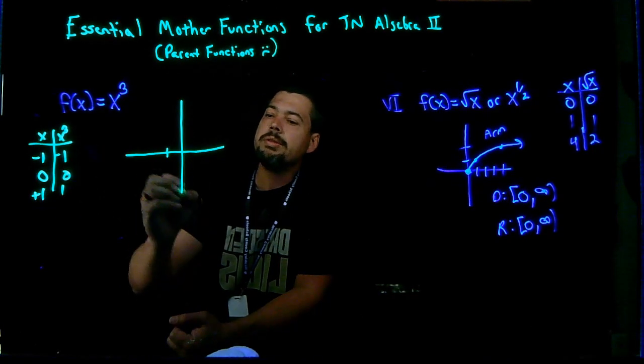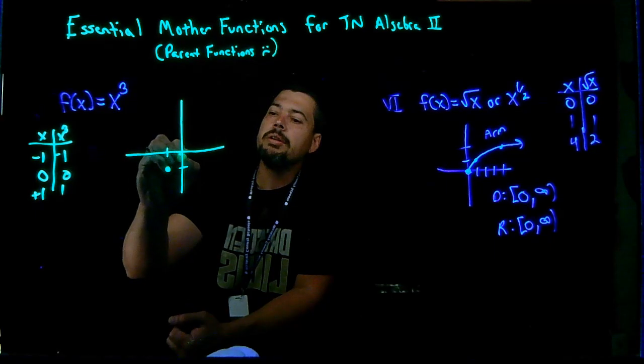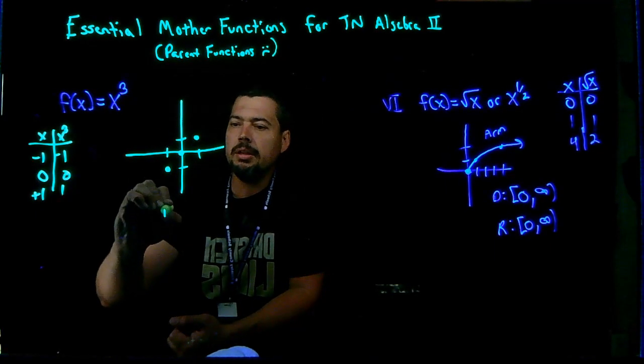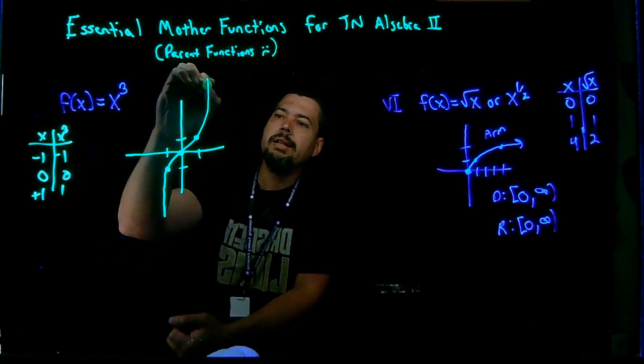Cube a negative 1, you still get a negative 1. If you cube a 0, you get a 0. You cube a 1, you get a 1. Now x cubed starts low and ends high. And that's also something we learn.